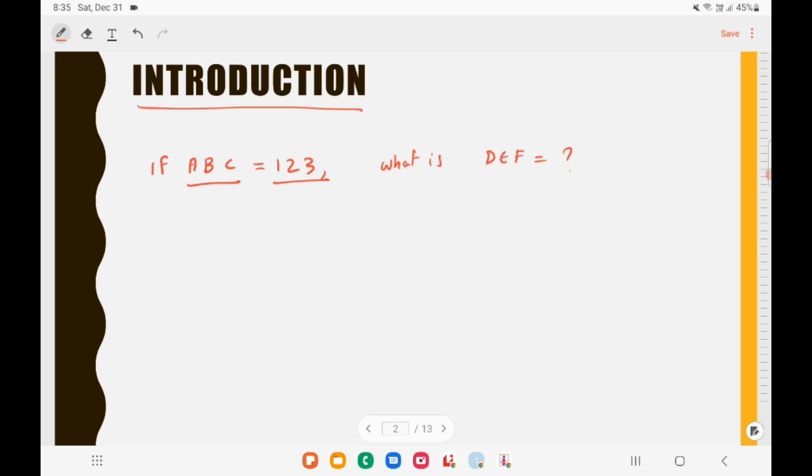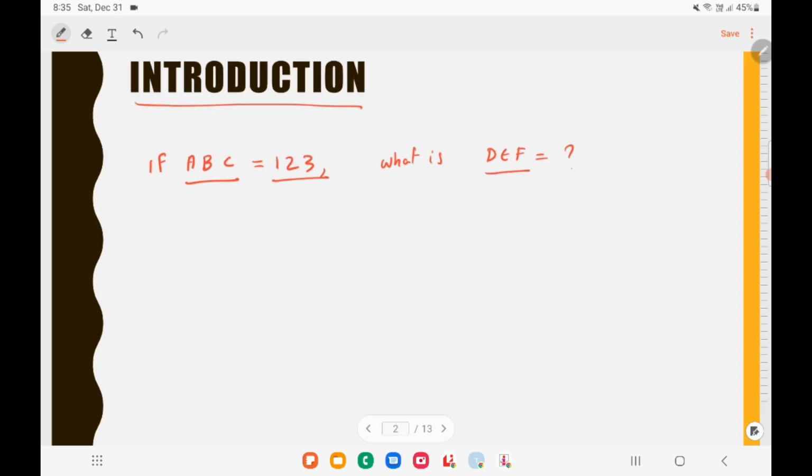So we need to decode how ABC is being coded to 123, and by decoding it, we need to apply that coding into the question. So we need to find what is DEF. We need to find the code of DEF. That's why this type of questions are called coding and decoding, because you will be given a code, and from that you need to decode how the coding is being done. By finding out how the coding is done, you then apply that coding into the question asked. So these kinds of questions are coming from coding and decoding.